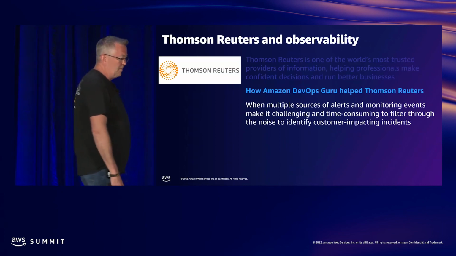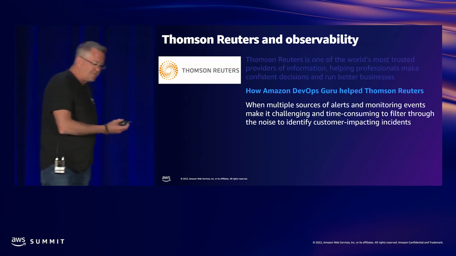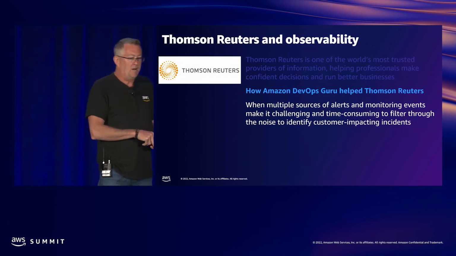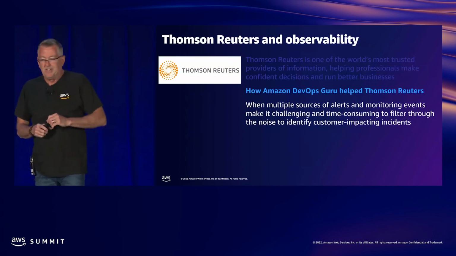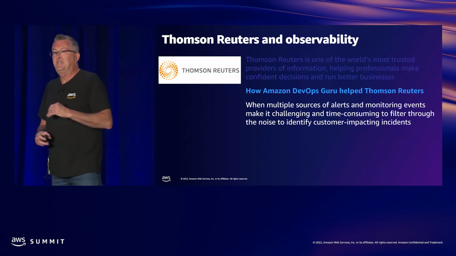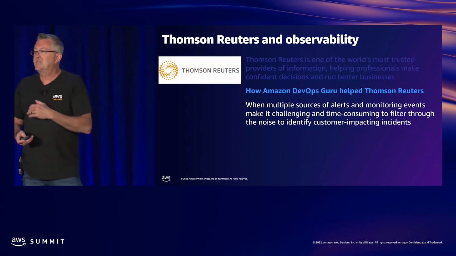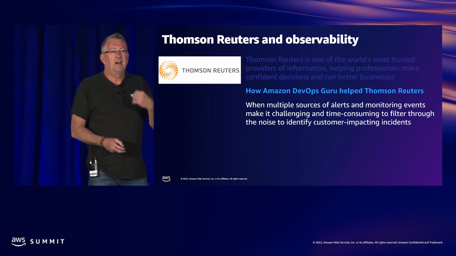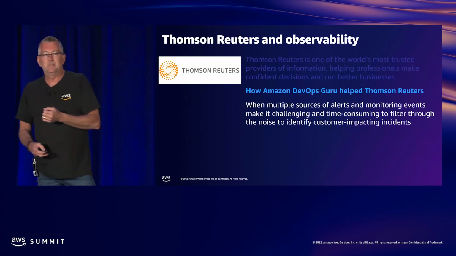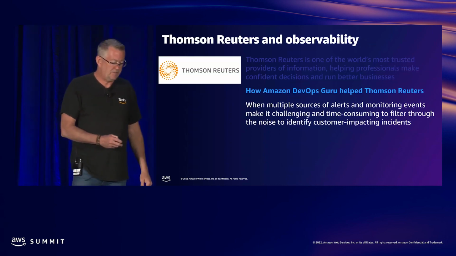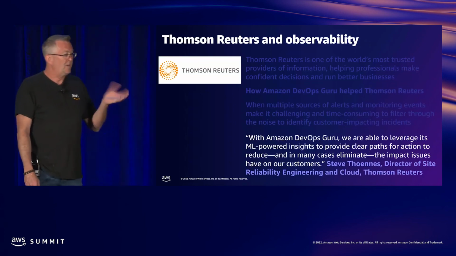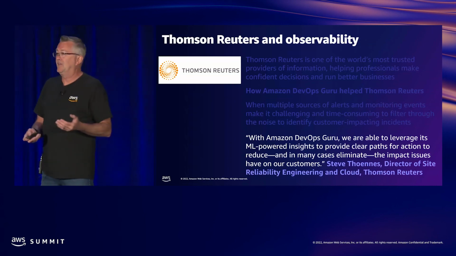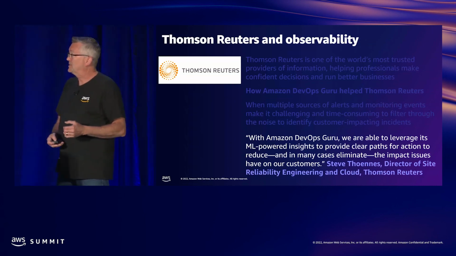And so Amazon DevOps Guru helps them with multiple sources of alerts and monitoring events because it really is challenging to go through all these activities and filter out really what's noise and what's something that you should react to. And it did help them get better at identifying the things to solve those customer critical issues that give a better experience to their end customers. And so they're able to leverage machine learning concepts to help them produce the results that they're looking for to provide a great experience for the customers.